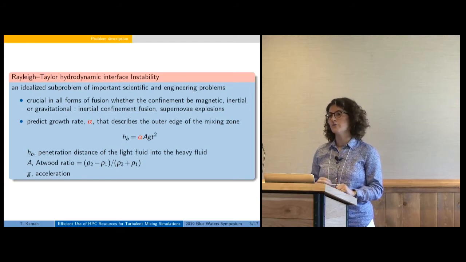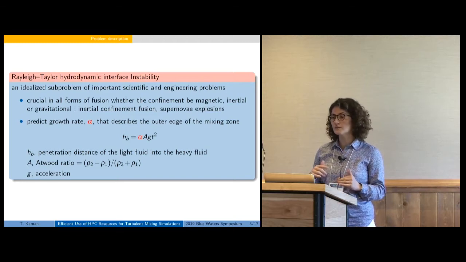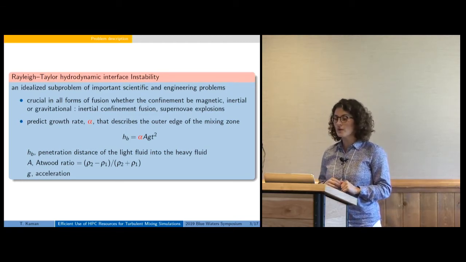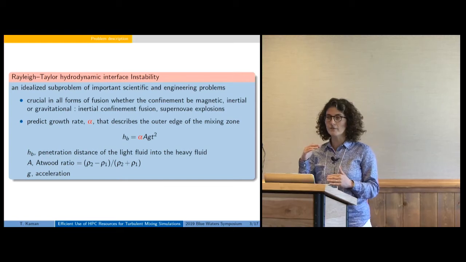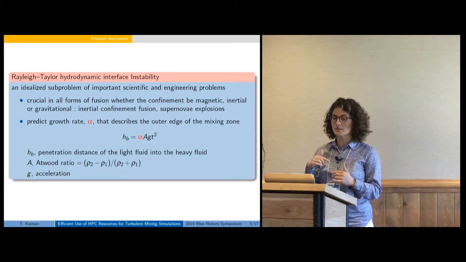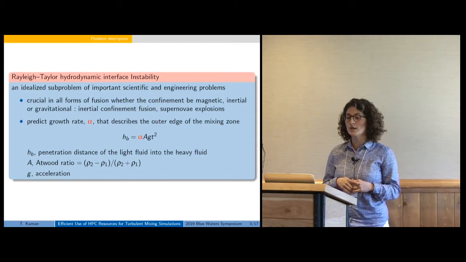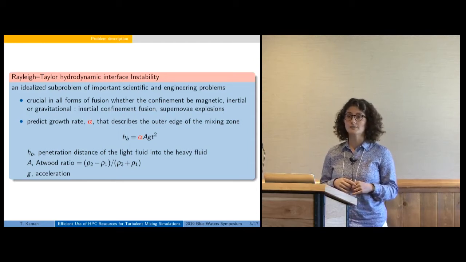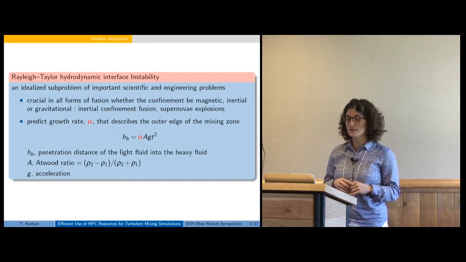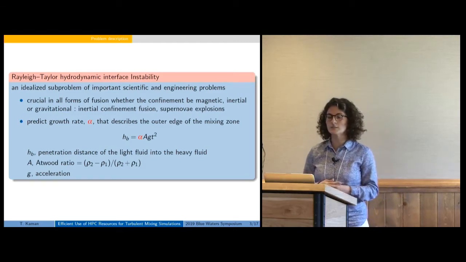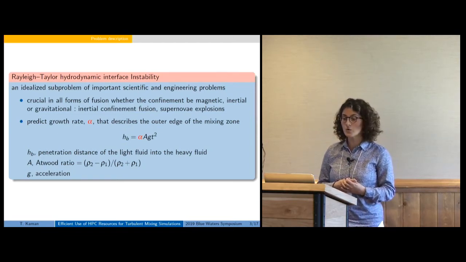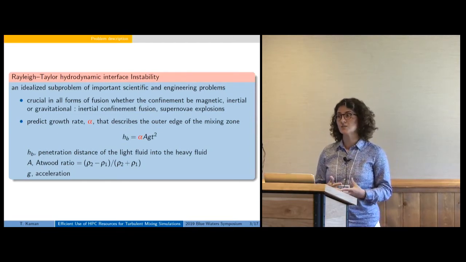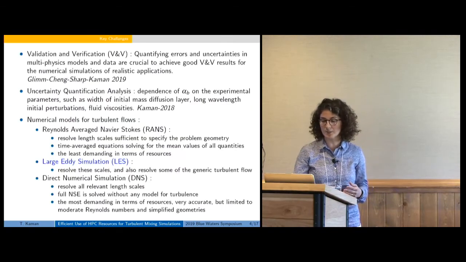So the quantity of interest is to predict the growth rate alpha, which describes the outer edge of the mixing zone. So we do have this heavy and light fluid. The penetration distance of the light fluid into the heavy fluid is called bubble height. So the bubble height, and A is the Atwood number, g is the acceleration, and t is the time in our simulations. So the question is, what is this growth rate in different experiments and as well as the simulations?